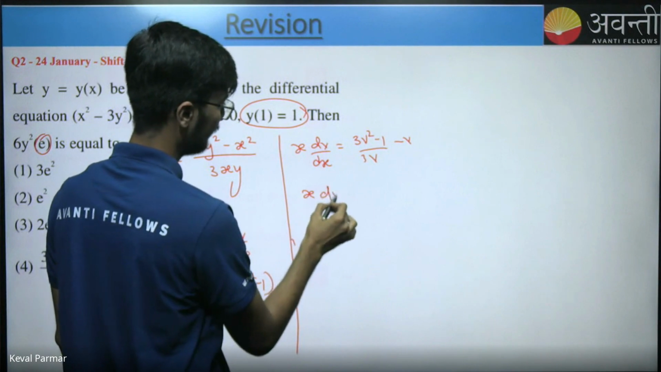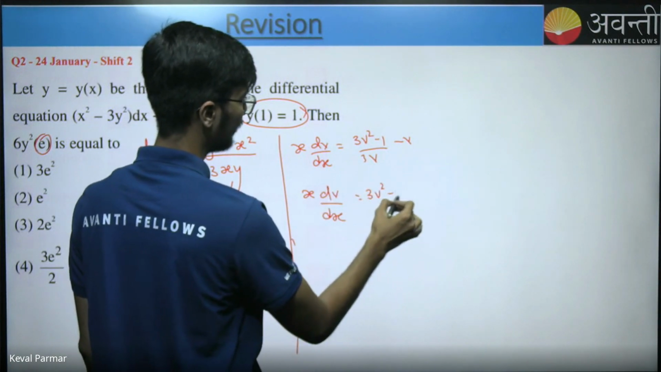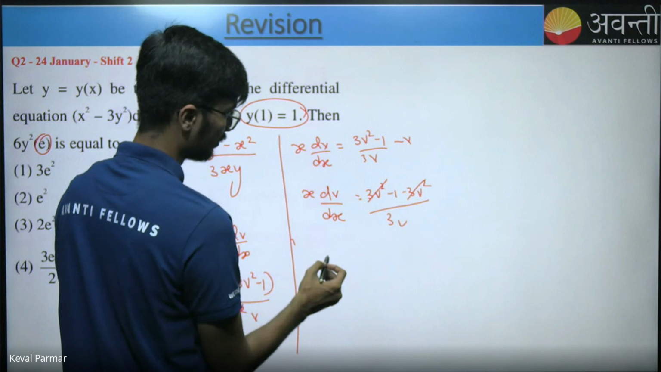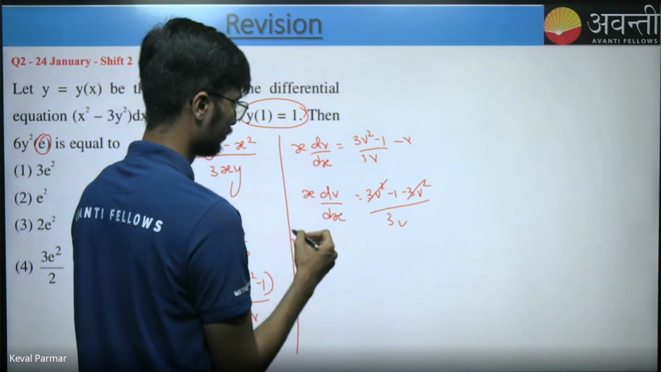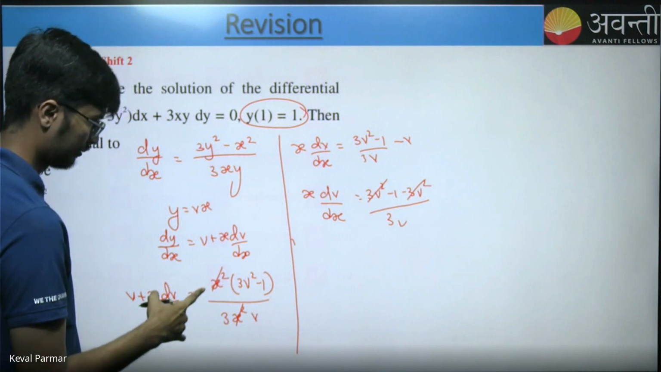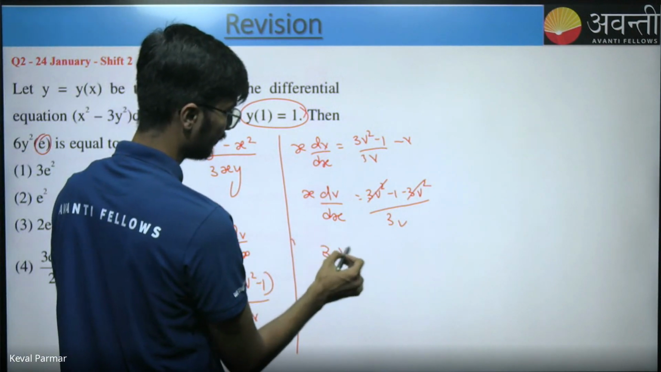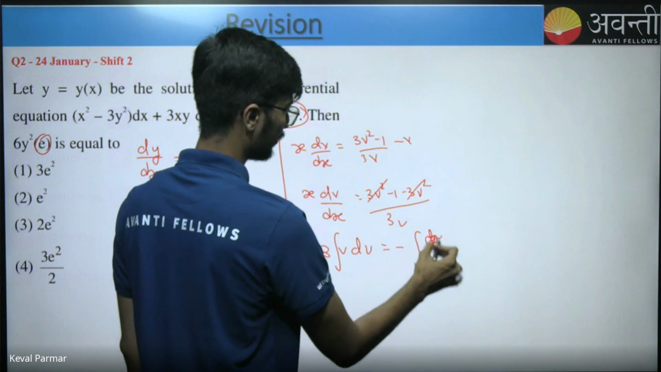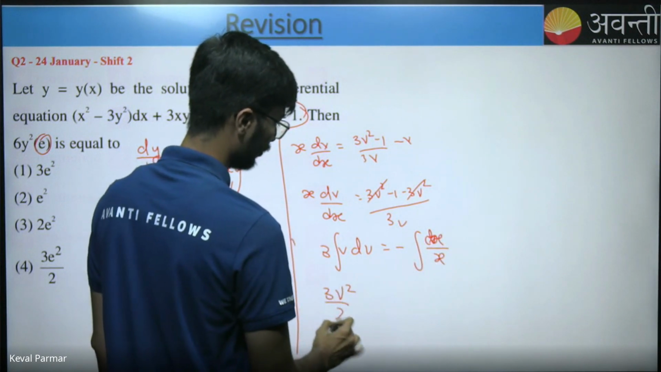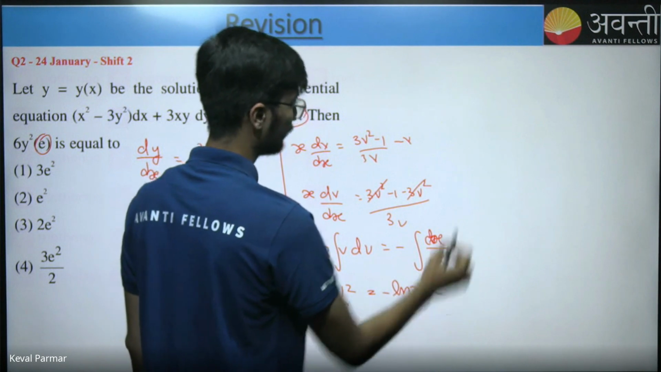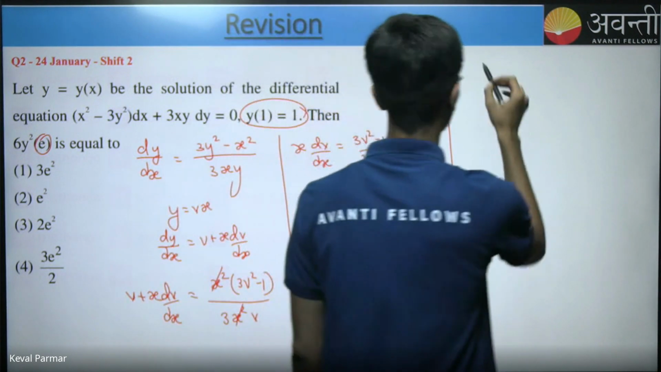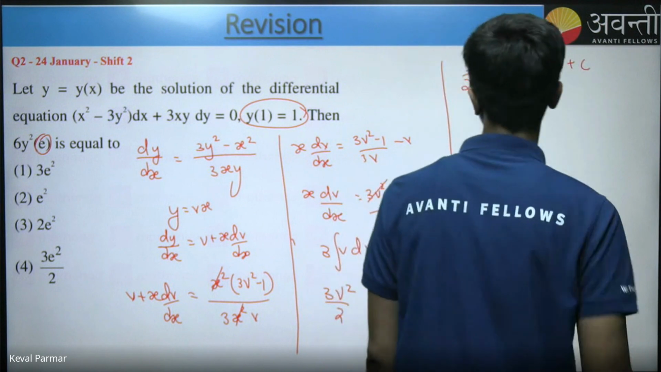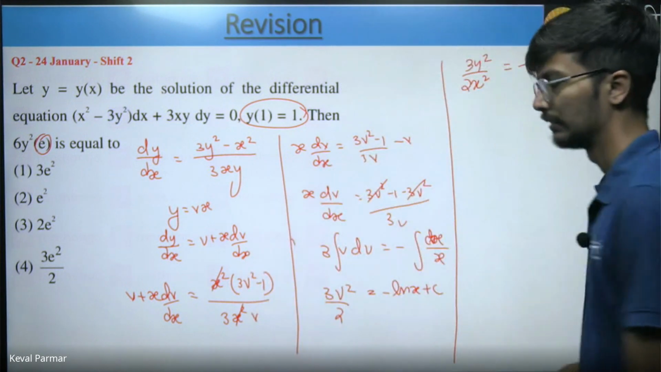So we'll get x dv by dx is equal to 3v square minus 1 minus 3v square upon 3v. This will get cancelled. So now we can solve it as 3v dv integration equals to minus integration of dx over x. So I get 3v square by 2 is equal to minus ln x plus c. What is v square? It is y square upon x square. So 3y square upon 2x square is equal to minus ln x plus c. Now if I put 1, I'll get c equals to half. Now you can do it.